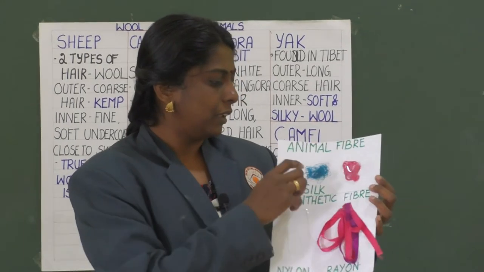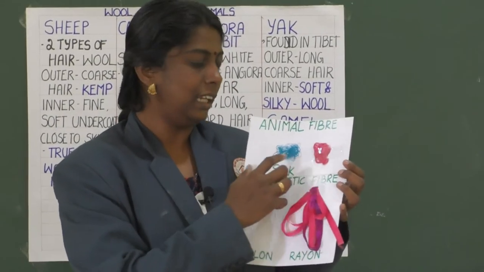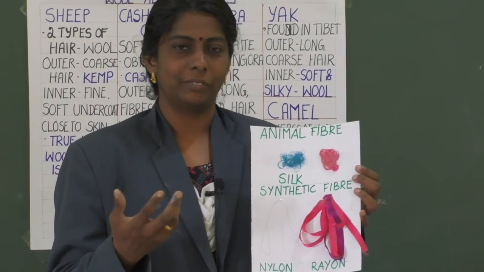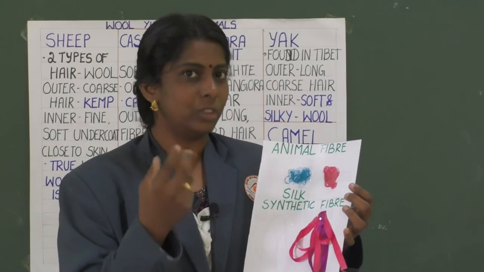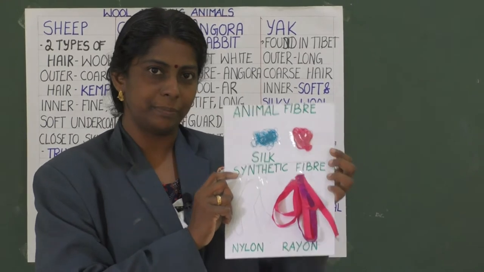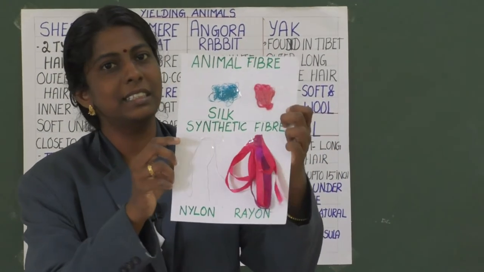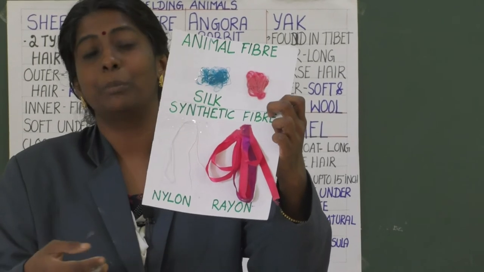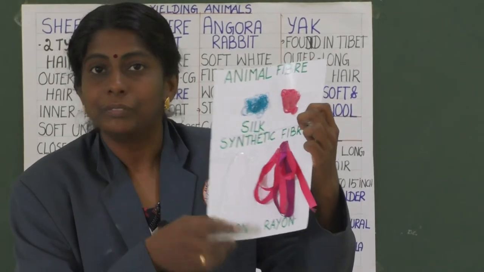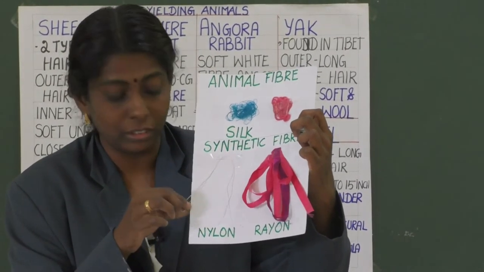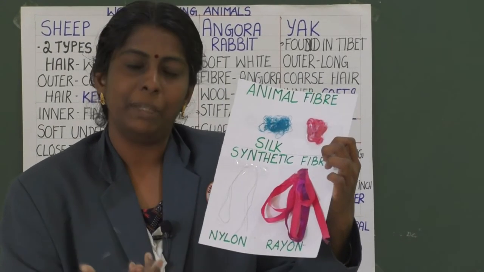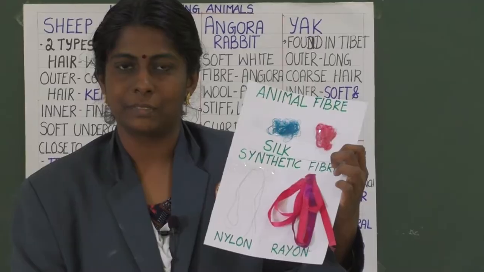You can have a look. Silk you can see. And wool, generally woolen socks you might be having, right? So those are different types of animal fibers. And then synthetic fibers, which are man-made, which are made by chemical substances. So for example, nylon. So this is a nylon thread and rayon. So all these come under different synthetic fibers.